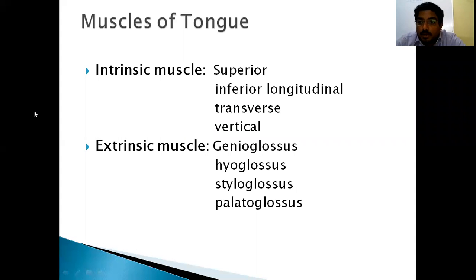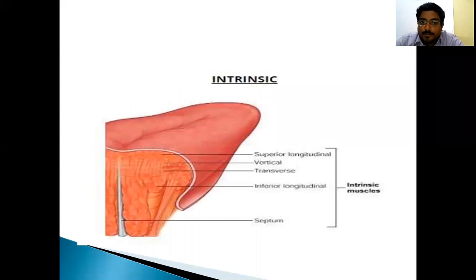Muscles of the tongue. There are two types: intrinsic muscles and extrinsic muscles. There are four intrinsic muscles and four extrinsic muscles. The intrinsic muscles are superior longitudinal, inferior longitudinal, transverse and vertical. These are the four intrinsic muscles. The extrinsic muscles are genioglossus, hyoglossus, styloglossus, and palatoglossus.